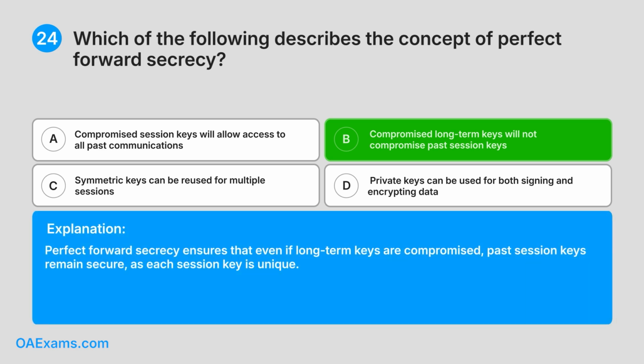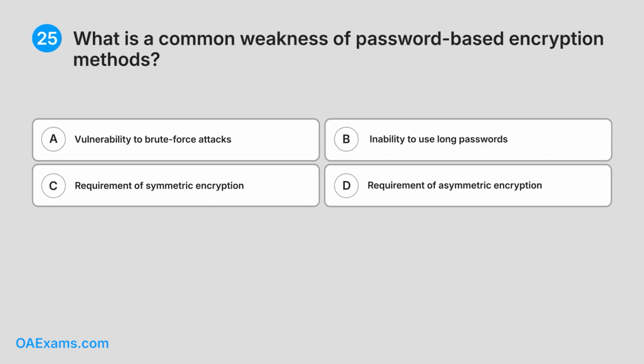Explanation: Perfect forward secrecy ensures that even if long-term keys are compromised, past session keys remain secure, as each session key is unique. 25. What is a common weakness of password-based encryption methods?